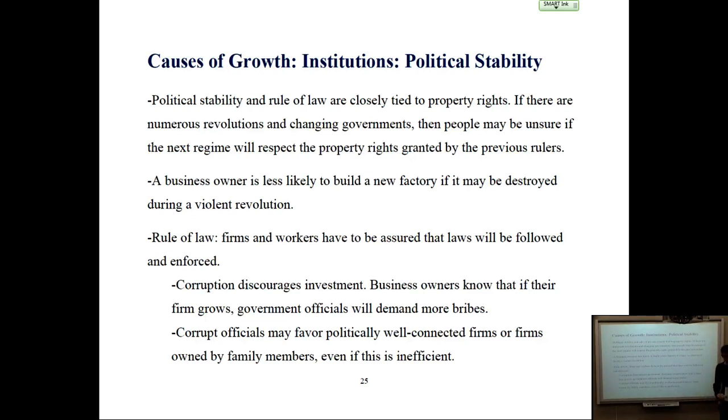Corruption can also misallocate resources across sectors. The folks in power might favor firms in one sector over firms in another sector, and that might not be the best way to allocate resources. Also, they might favor firms owned by family members or well-connected people over the less well-connected firms, even though the less well-connected ones might or might not be the more productive ones.